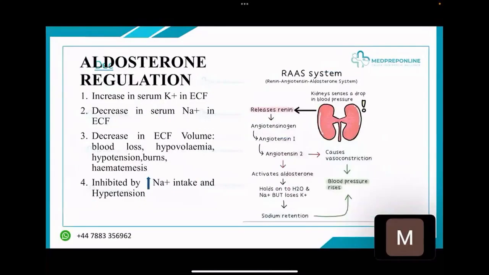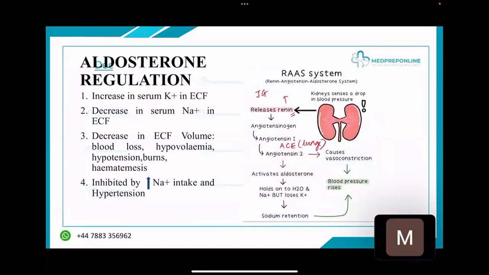Here, aldosterone regulation is not under direct ACTH control. It comes under the renin-angiotensin-aldosterone system. So whenever your kidney senses a drop in blood pressure, it releases renin. Renin is stored in the JG apparatus, the juxtaglomerular cells, which are specialized cells present in the afferent and efferent arterioles in the kidney. Once renin is released, it acts on angiotensinogen. Angiotensinogen is converted to angiotensin 1. This angiotensin 1 is acted on by ACE. ACE is angiotensin converting enzyme. This is present in the lungs.